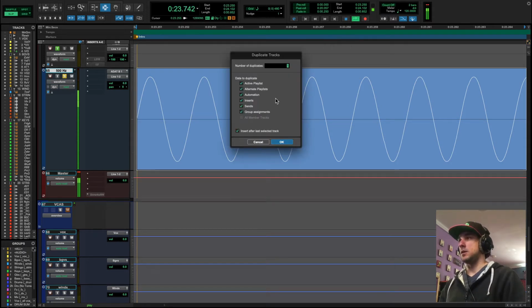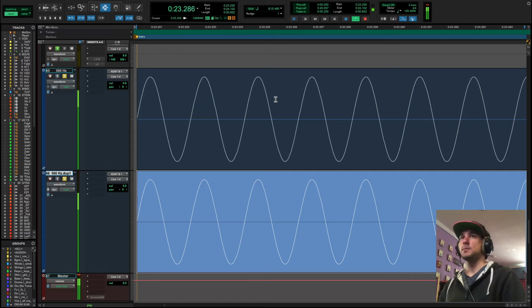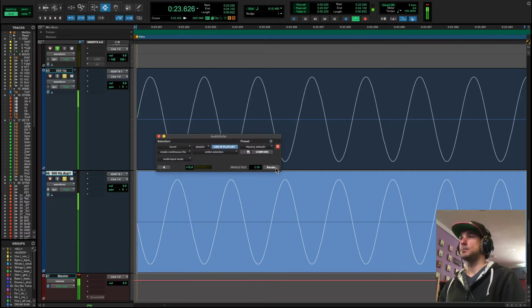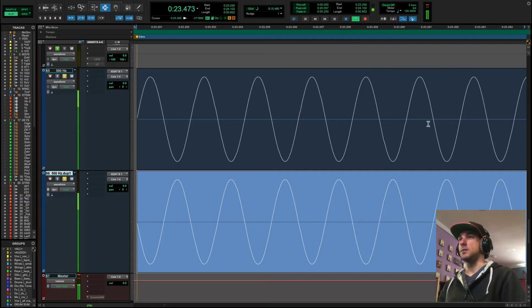If I double this track, it gets louder. It has double the energy. But if I invert the polarity on one of these tracks, listen to what happens. Nothing. That's because as this one goes up, this one comes down, and on and on and on.